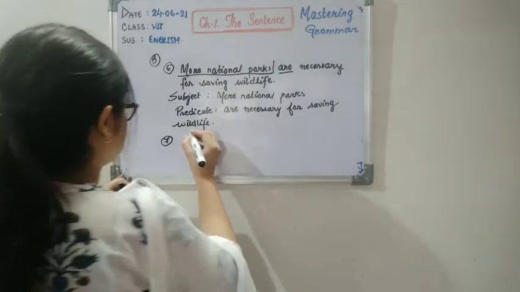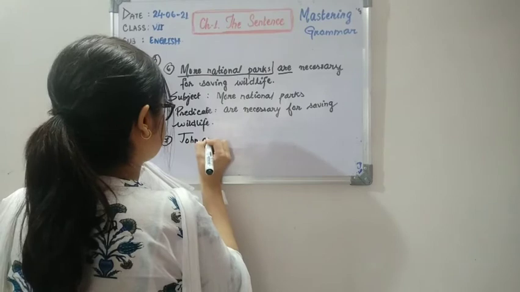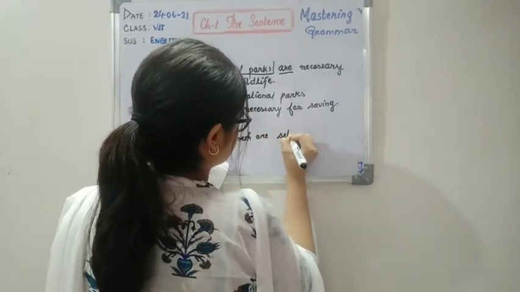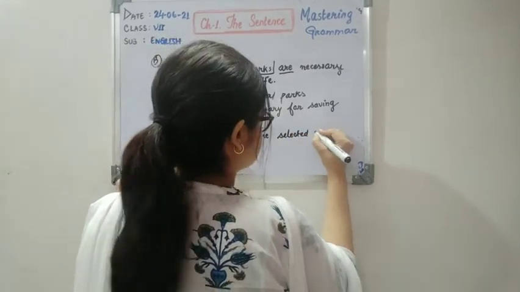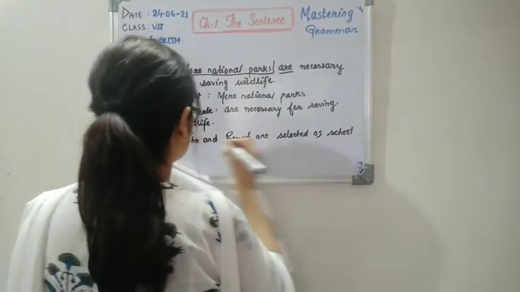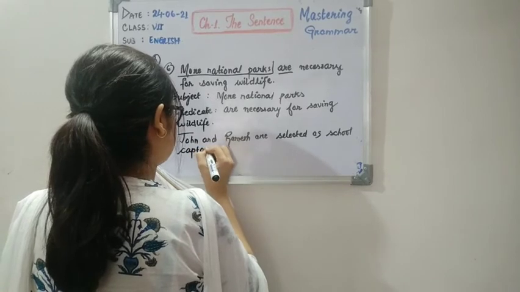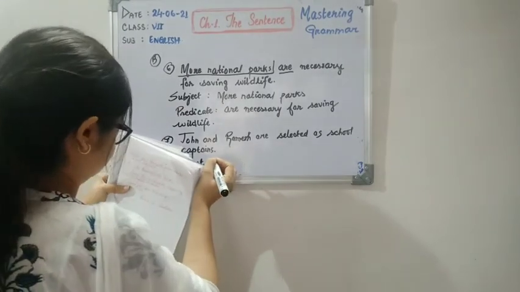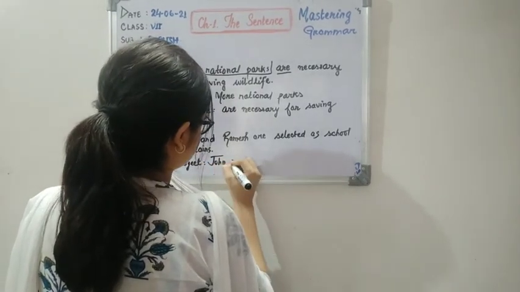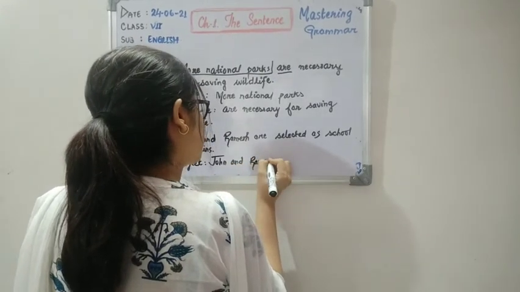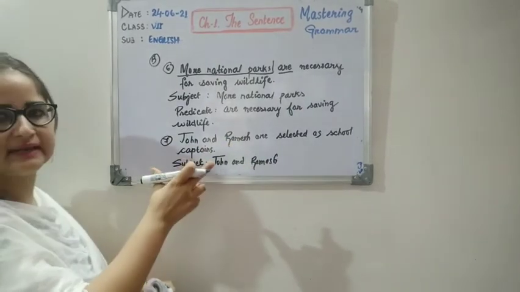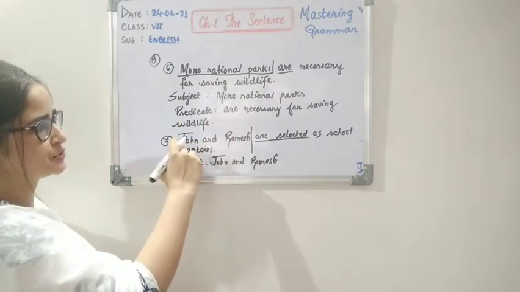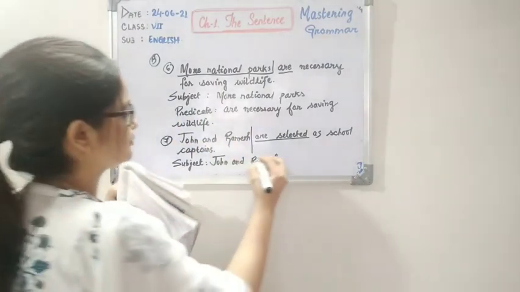Okay. John and Ramesh are selected as school captains. So the subject for this one is John and Ramesh, because about whom are we talking, who are selected, okay, which people are selected. So John and Ramesh are selected. So this is the verb, that's why we have spotted the subject easily, okay. So John and Ramesh are selected as school captains. So the remaining part is the predicate.